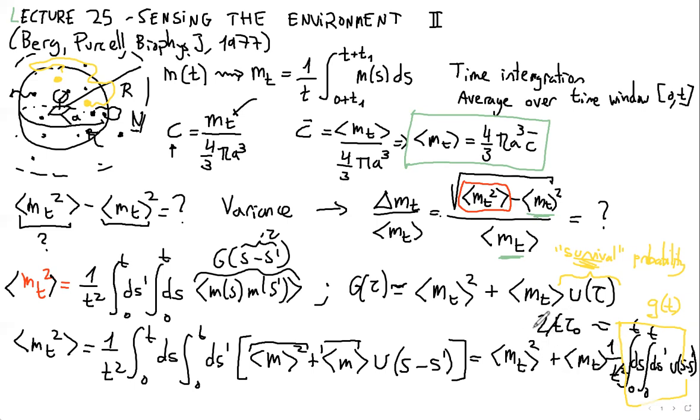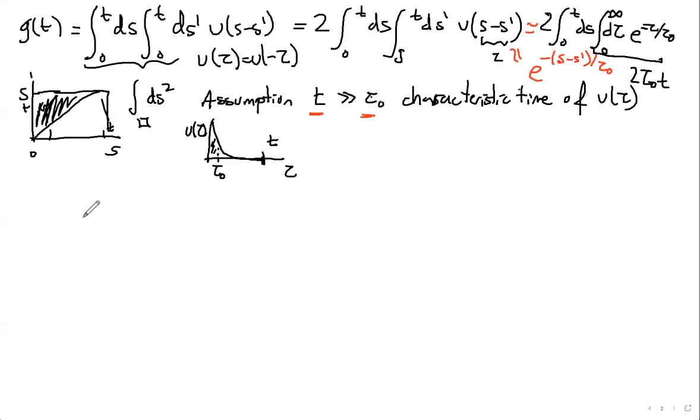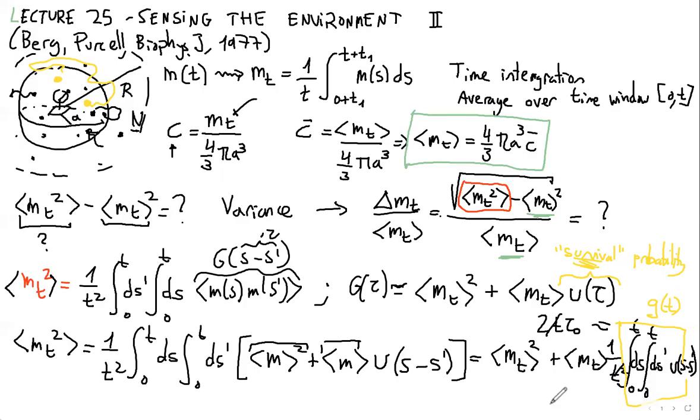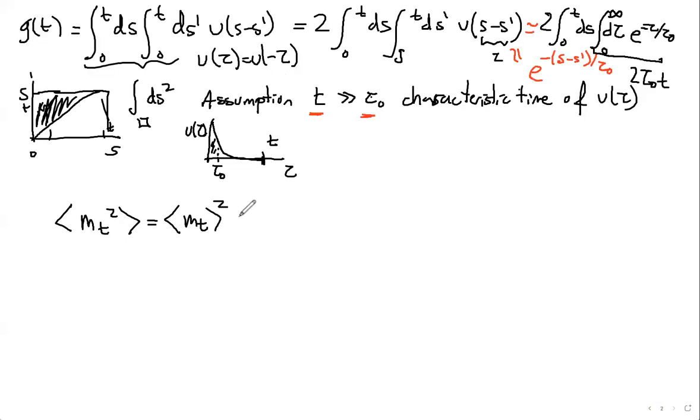So this part will become 2 tau 0 divided by mt. So under this approximation, mt squared becomes mt to the power 2. This is what we have here. This was exact, and this is the approximated part, which is plus 2 tau 0 divided by t times mt. Okay. Recall that this is much bigger than this, so this will in reality be a small number.